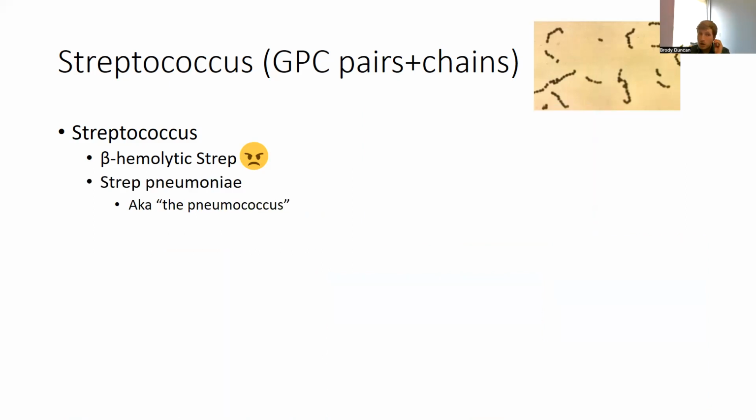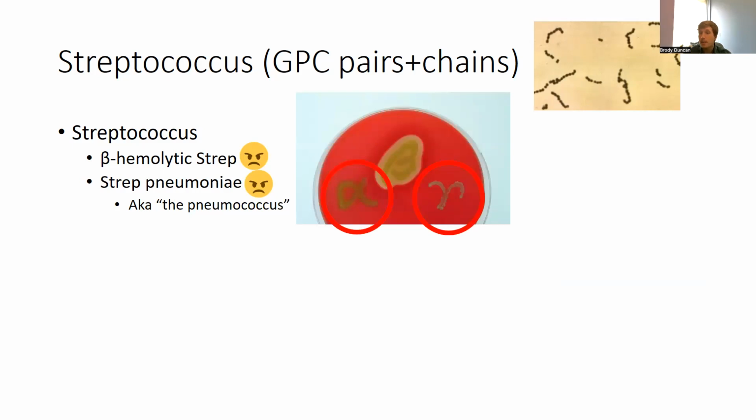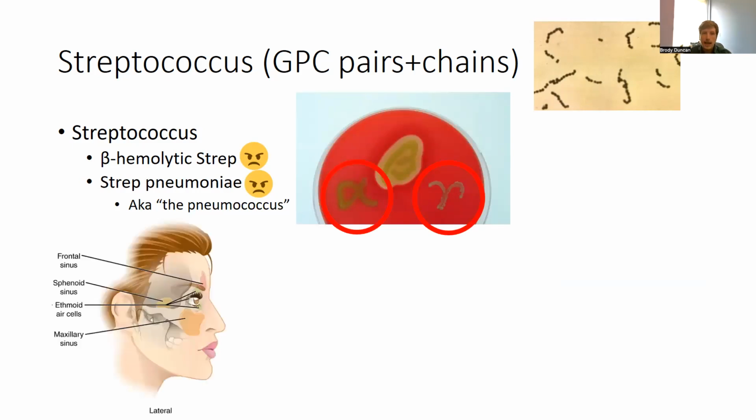Next, we'll talk about strep pneumo. This is also called the pneumococcus, but I find that a bit old-fashioned, so I just call it strep pneumo. So strep pneumoniae is also a nasty guy. Strep pneumoniae is not beta hemolytic. It can be alpha hemolytic or not hemolytic. And it can be part of the normal flora.